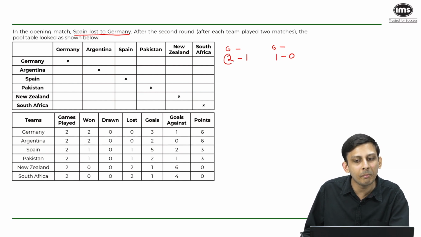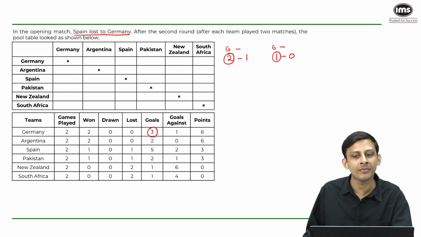And we can see that these minimum values, 2 and 1, the minimum number of goals that Germany has to score in these matches, are giving us the actual total of 3 goals. So there will be no other possibility. These are the 2 matches by Germany, 2-1 and 1-0.